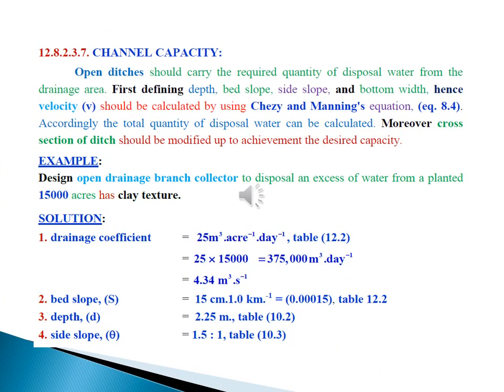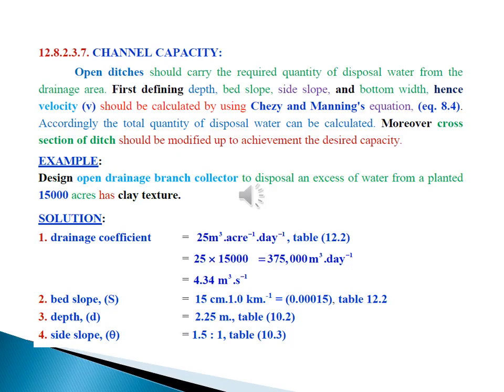Channel capacity. Really, open ditches should carry the required quantity of disposal water from the drainage area. After defining depth, bed slope, side slope, and bottom width, the velocity should be calculated by using Chezy and Manning equations.